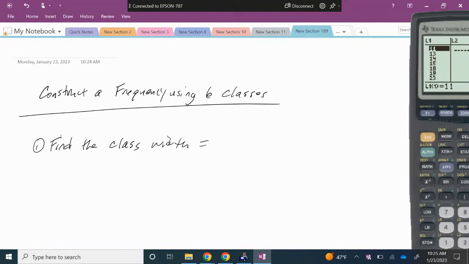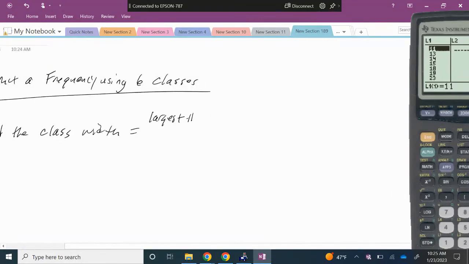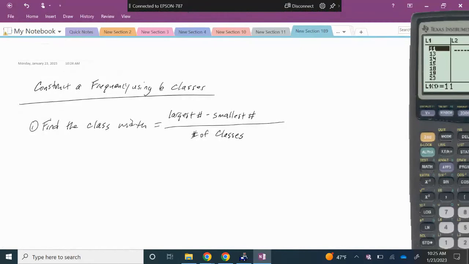So there's actually a formula for that. We're going to take the largest number minus the smallest number, and we're going to divide by the number of classes. Right. All right, so that's the first thing we want to do, find the class width. So what's the largest number and what's the smallest number?